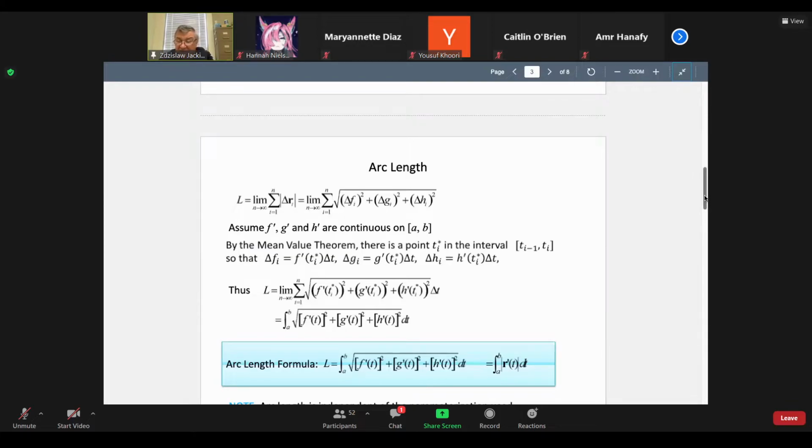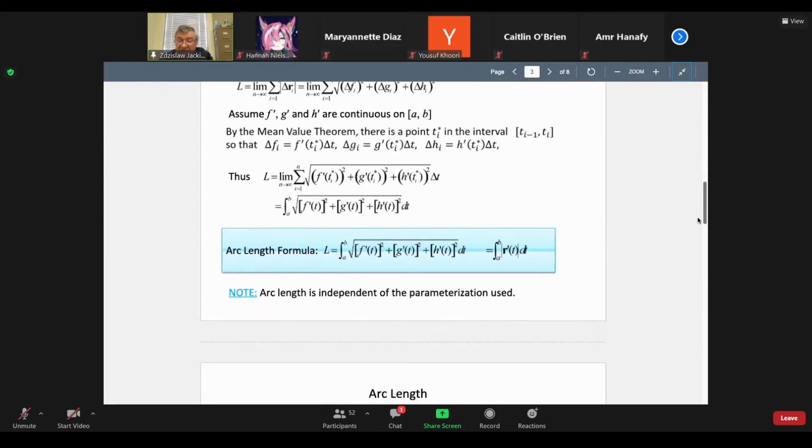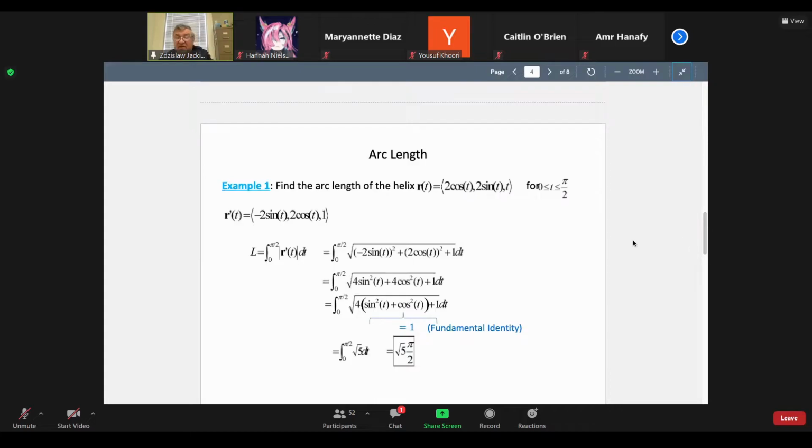Again, it's just a routine application of the arc length formula. Find the arc length of the helix. You remember we had this curve: 2 cosine t, 2 sine t, and t. If the last component were 0, this would be a circle in the xy plane. But of course, t is not 0, so we are moving along a cylinder.